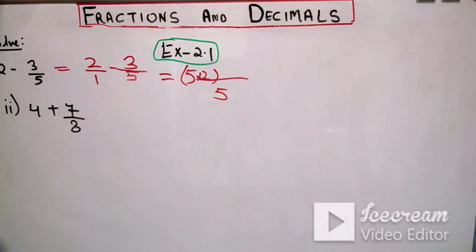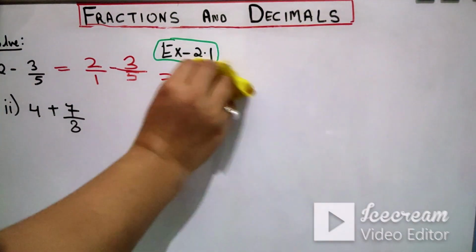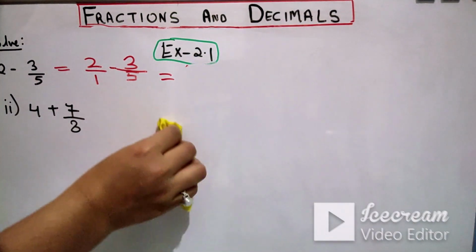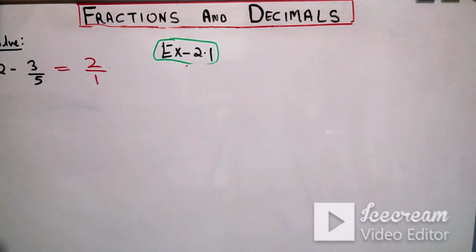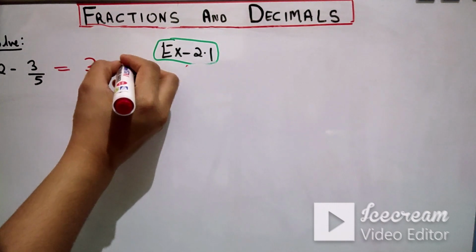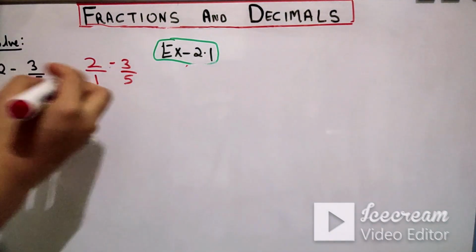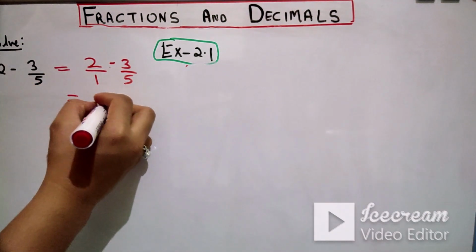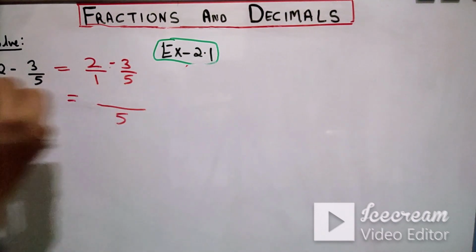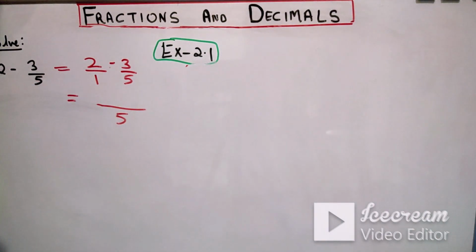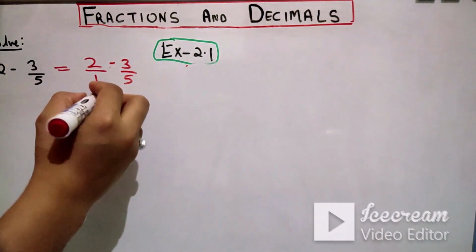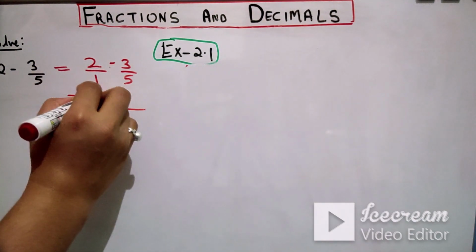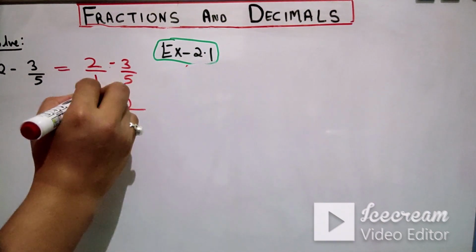I'm sorry, I think it's looking a bit messy, so let me clear it. We will just do it here, don't worry. 2 minus 3 by 5. Now how could we do this? We could simply take the LCM, that is 5. Now we divide 5 by 1. The quotient will be 5. So this 5 will be multiplied by 2. So we could simply write it like this.